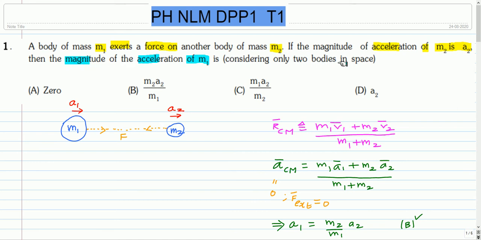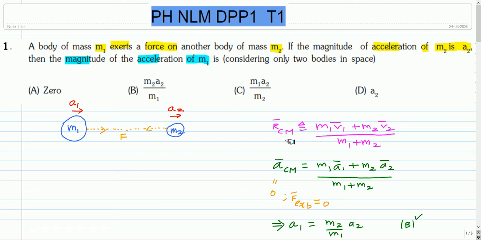bodies in space. So here are the two bodies m1 and m2, and there is an interaction force between them. Acceleration of m1, let it be a1, acceleration of m2 is a2. The position of center of mass is given as (m1r1 plus m2r2) divided by (m1 plus m2), where r1 and r2 are position vectors of mass m1 and m2. This is the definition of center of mass.